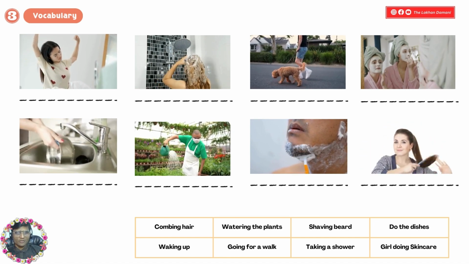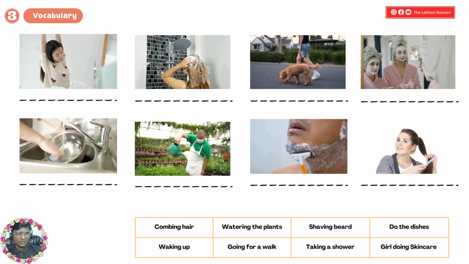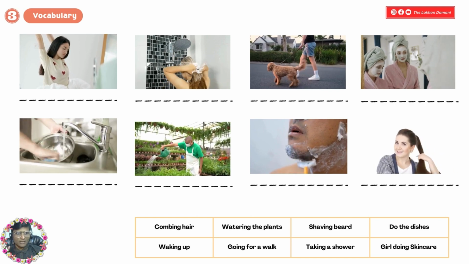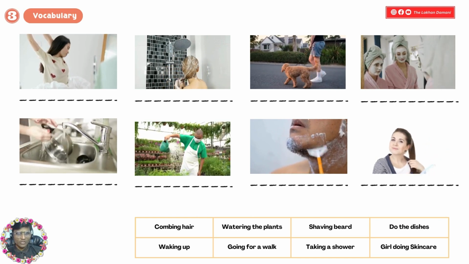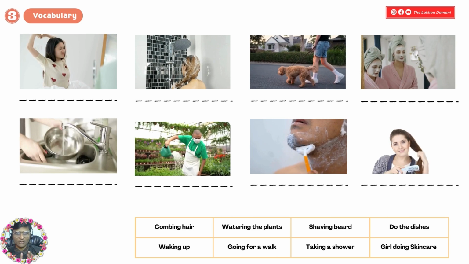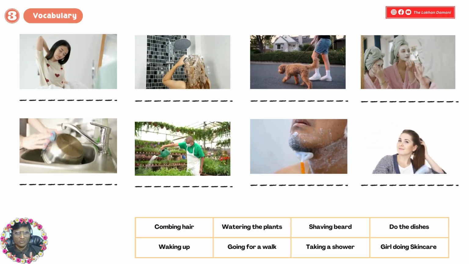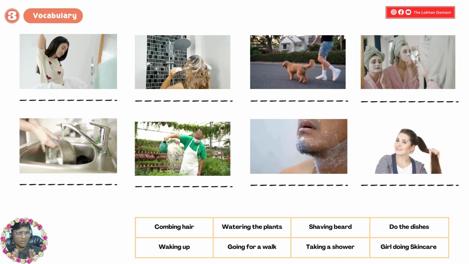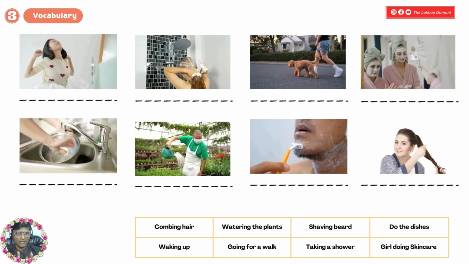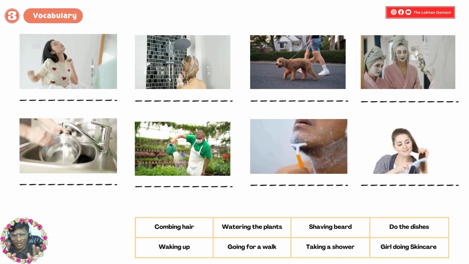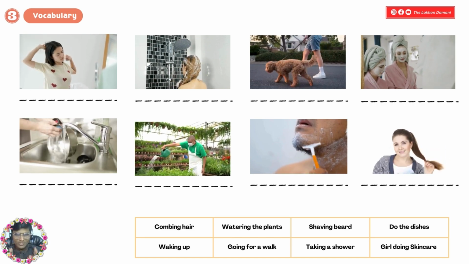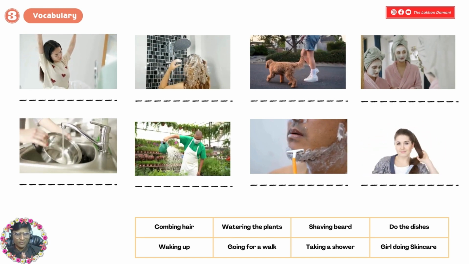Next exercise, you're going to have videos. Try to watch them. Try to pause the video. What do you think? What is happening in the first picture? And what is happening in pictures 2, 3, 4, 5, 6? Pause the video and try to understand what exactly it is. Do you know these actions? Have you ever studied them?